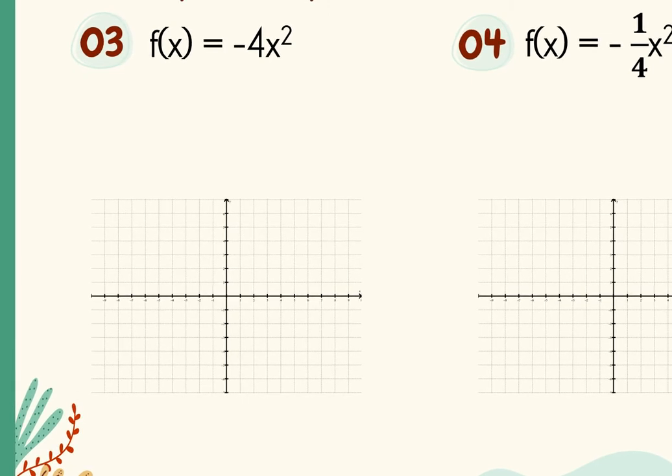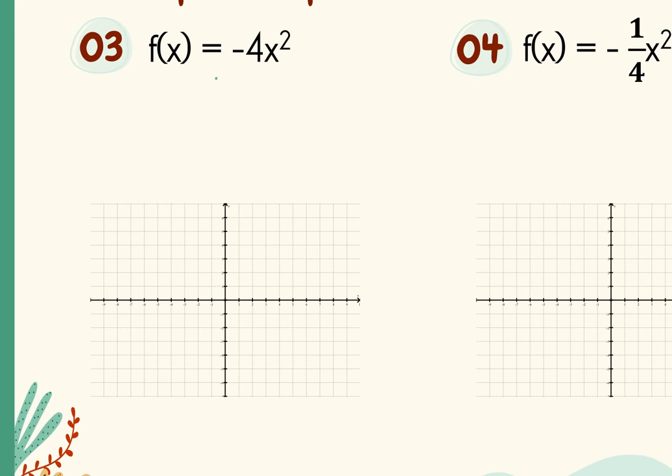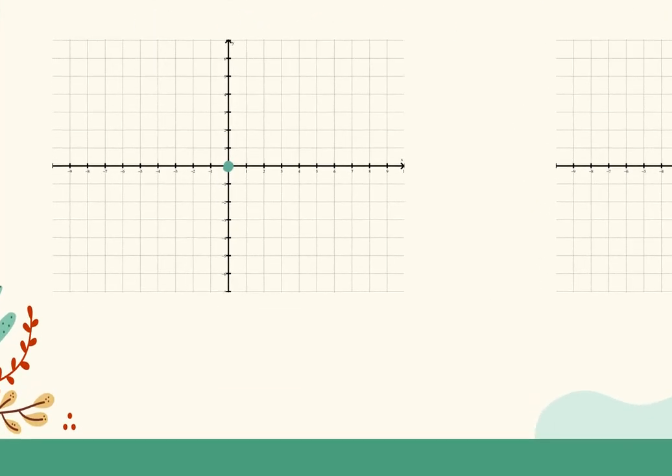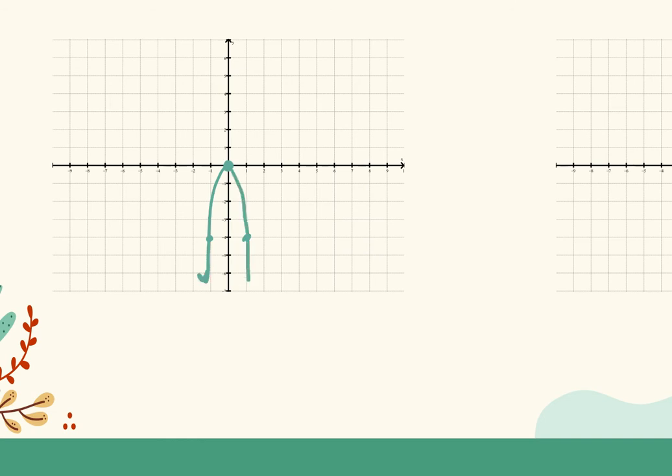So tell me about this one. What's different? It goes down. Good, it's upside down. So I know that it's going to point down. My vertex is still what? 0, 0. If I wanted to find, let's say I plug in 1, -4 times 1 squared, -4 times 1, which is -4. So 1, -4, and then I can reflect it over the y-axis to -1, -4, and I get my parabola.